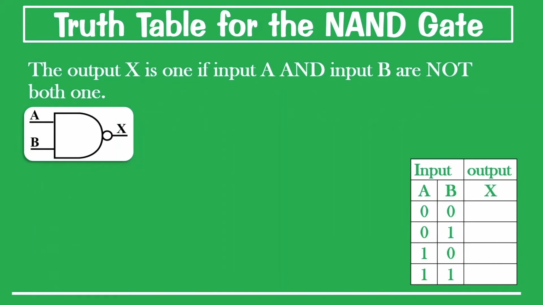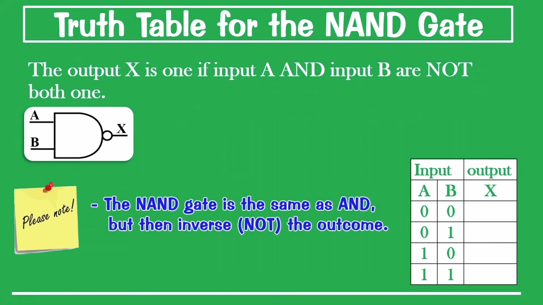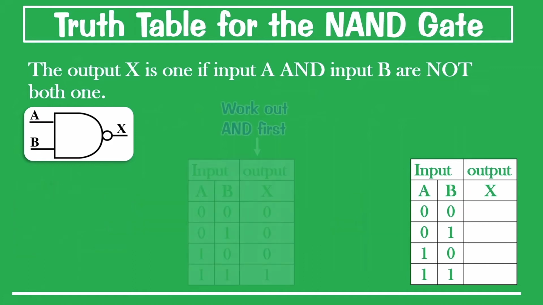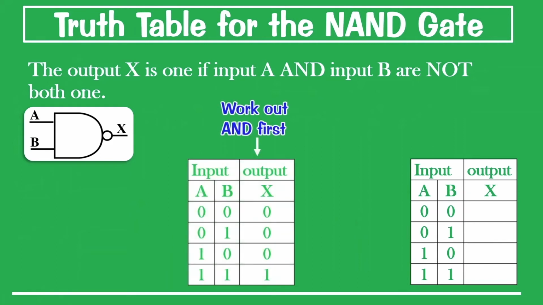We now will look at the NAND gate, or NOT AND. Now, it's very important to know that the NAND gate is the same as AND, but the inverse, which is not the outcome. So, perform AND first, and then apply NOT to the output. The output, let's say X is 1.